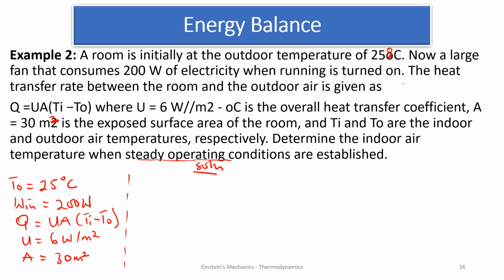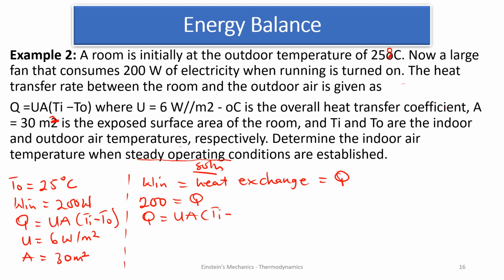So now we have our heat equation. We can say that our work in is given as the heat, is equal to the heat exchanged, which is also equal to Q. So meaning this 200 is the same as our Q. But what is Q? We have the equation given. So I have Q to be U A (Ti minus T0).